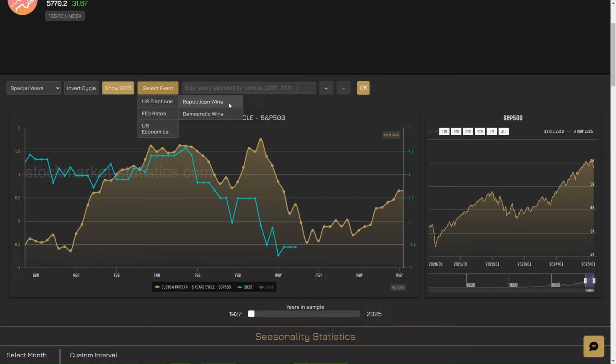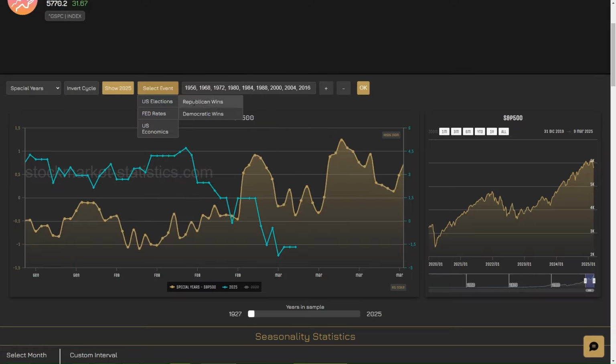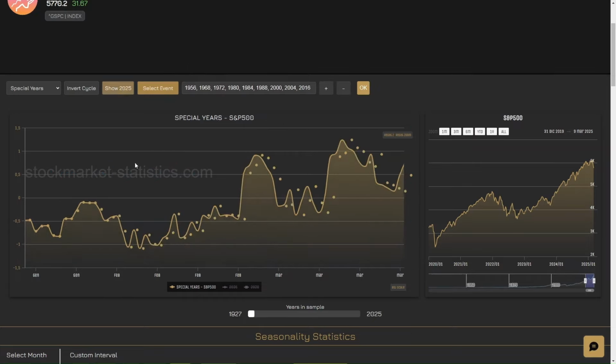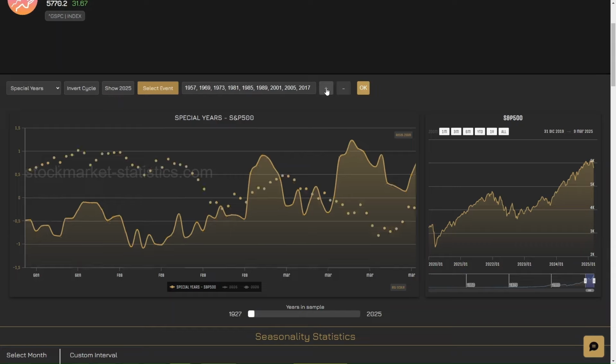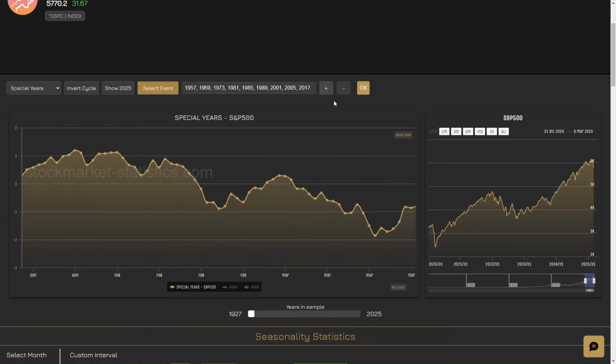Now, in our dashboard, we can analyze not only the presidential election cycle, but also distinguish between Republican and Democratic election victories. I have now selected Republican victories, so the system has generated the average market trend for an election year. Since we are now in 2025, I want to observe the year after the election. By clicking this plus button, I can now view the first year of a Republican presidency.